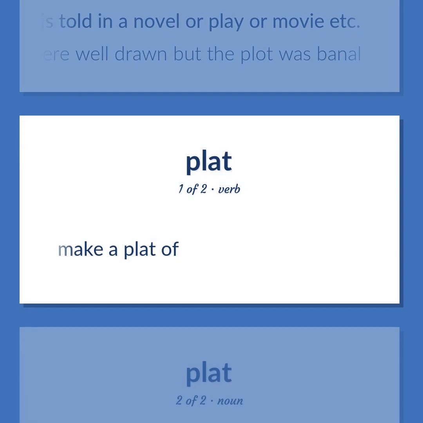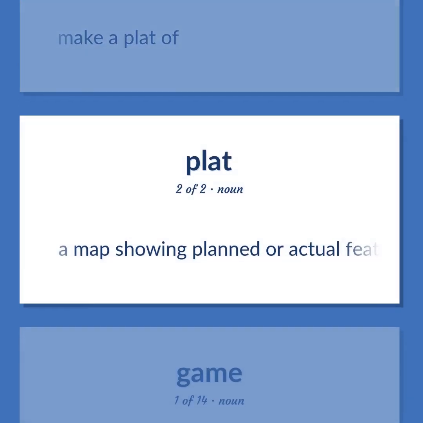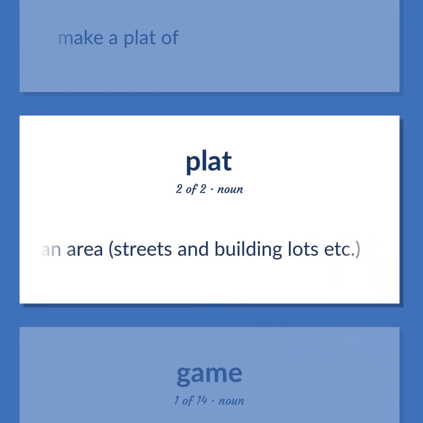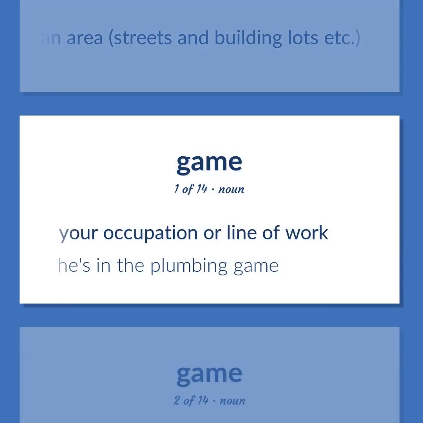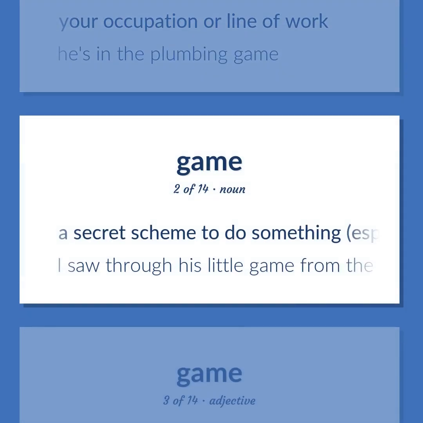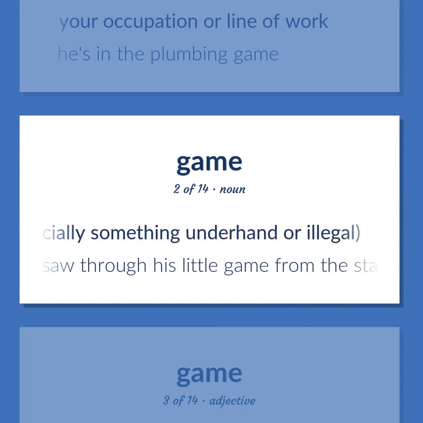Make a plot of. A map showing planned or actual features of an area, streets and building lots, etc. Your occupation or line of work. He's in the plumbing game. A secret scheme to do something, especially something underhand or illegal. I saw through his little game from the start.